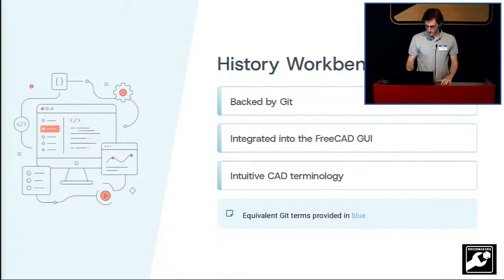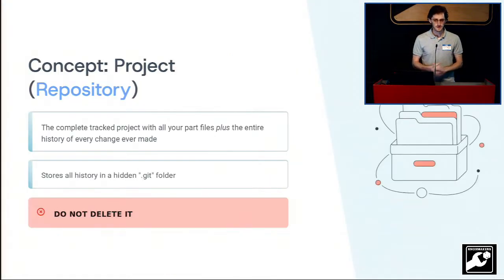And so now we'll go through a few basic concepts for version control, and then we'll jump right into a demo after that. So the first thing is, of course, the project, or repository in Git. It is the complete tracked project with all your part files and the entire history of every change that has ever been made. And all that is stored within your directory.